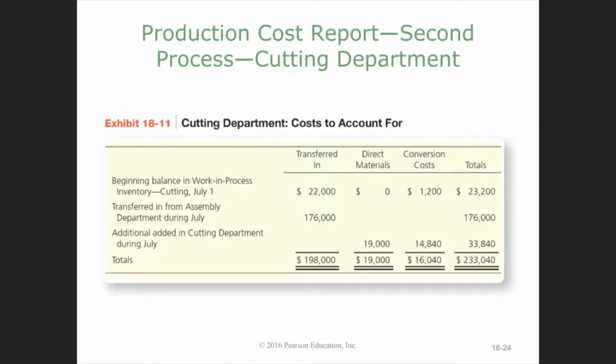And then again, you'll just add those up. So we're adding that 19,000 and the 14,840 for conversion cost to give us that 33,840, which tells us what the additional add-in was for that period that we're looking at. So the additional add-in for that period was 33,840. And then our totals, we just add everything together. So we've got the total of $233,040.